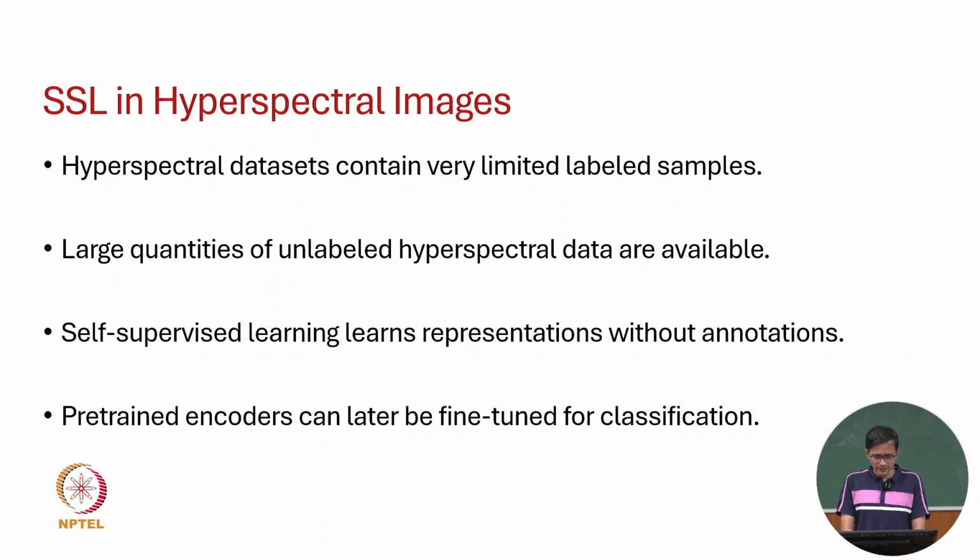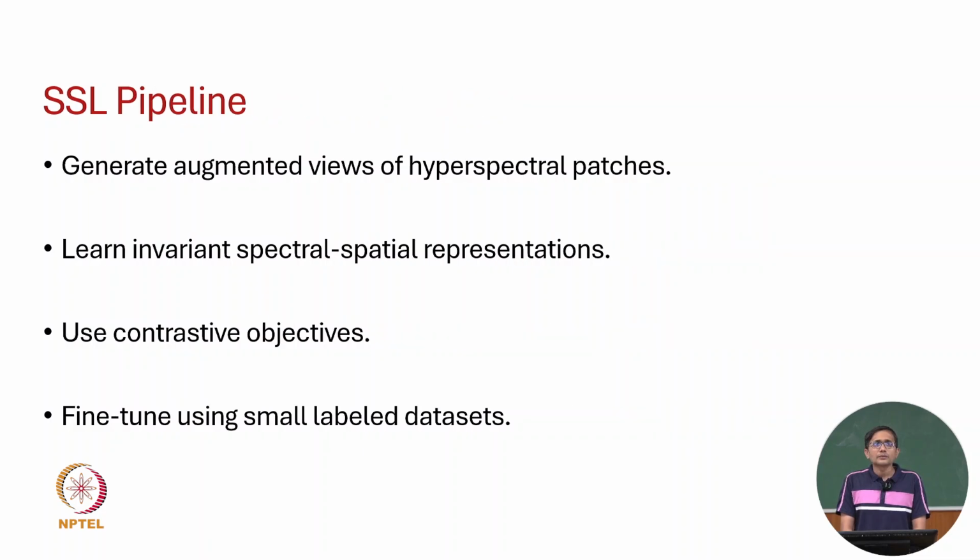So with this background, let us now try to think about an SSL pipeline for hyperspectral images. We'll start by generating maybe augmented views of hyperspectral patches, and then we can learn invariant spectral-spatial representation. We can use a contrastive objective, and then we can fine-tune using a small labeled dataset. So this is one particular pipeline.